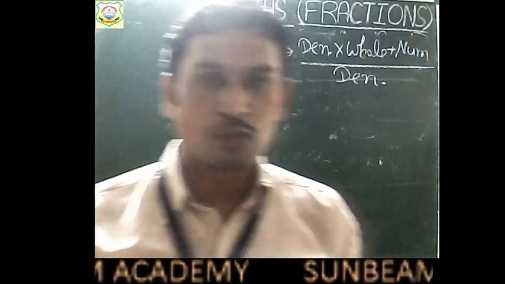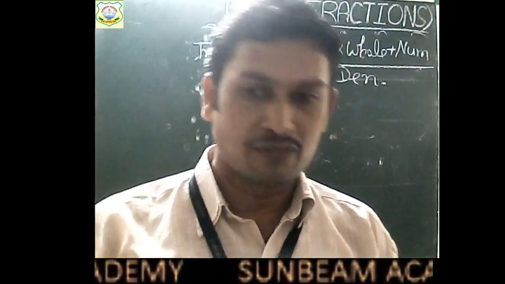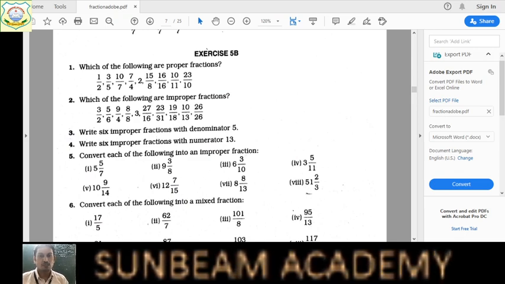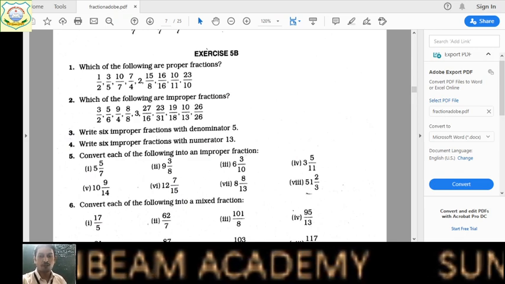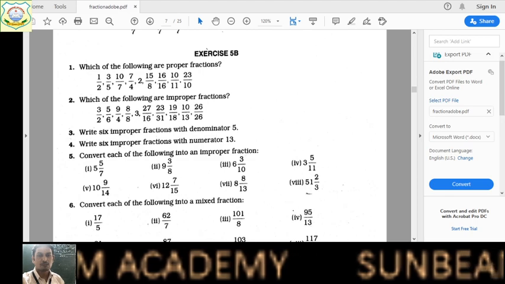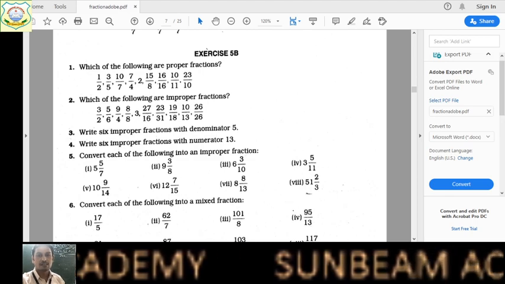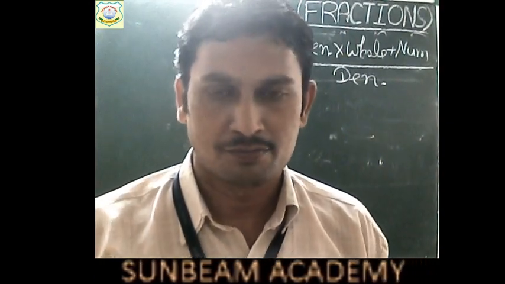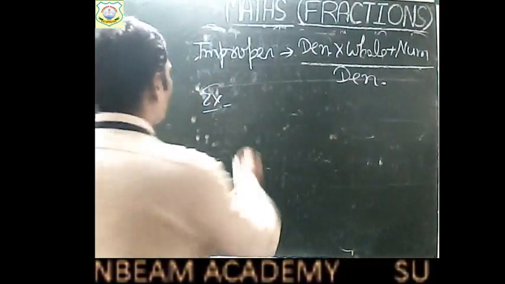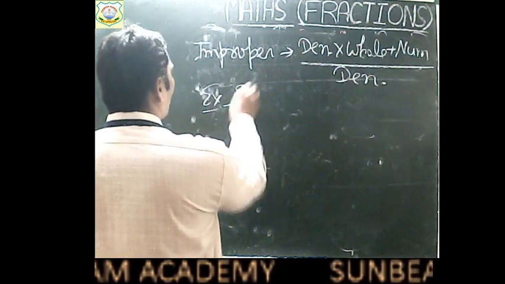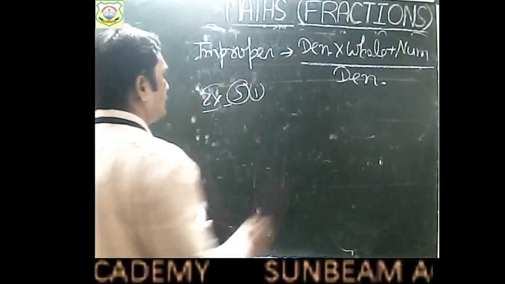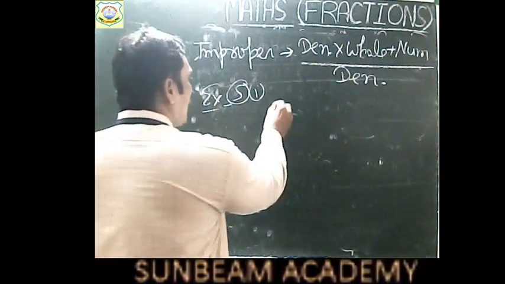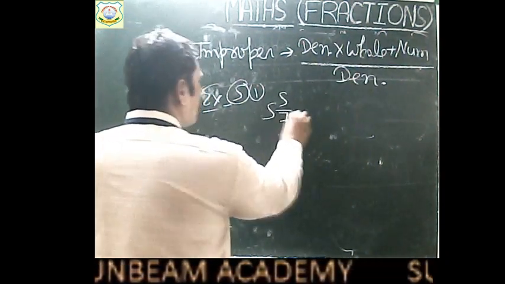children, I request you all to see question number 5, as you can see here on the screen also. Convert each of the following into an improper fraction. Some of the fractions are given here in the question, and you have to convert these mixed fractions into improper fractions. So, see the first part. Suppose we have to solve this question following this formula. Our fraction is 5 whole and 5 by 7.